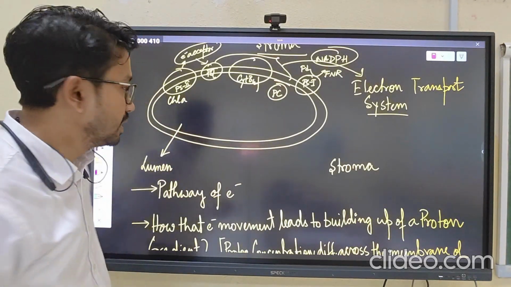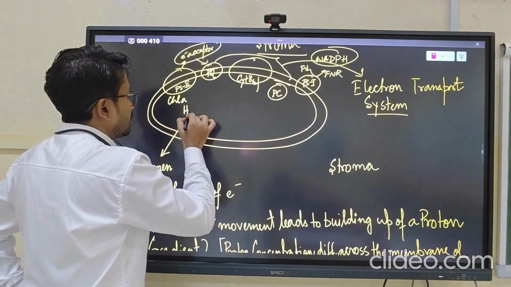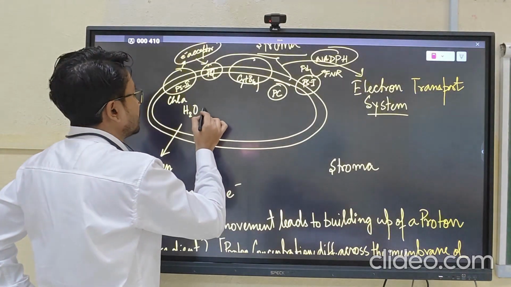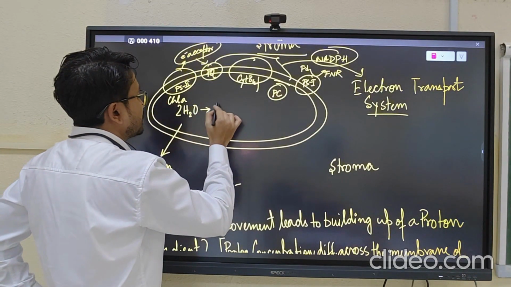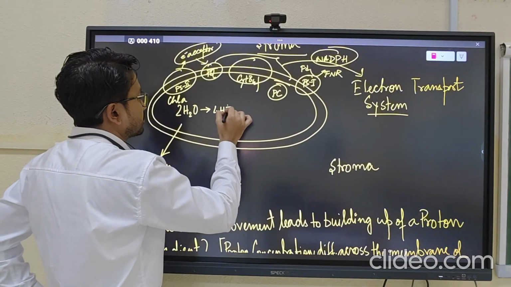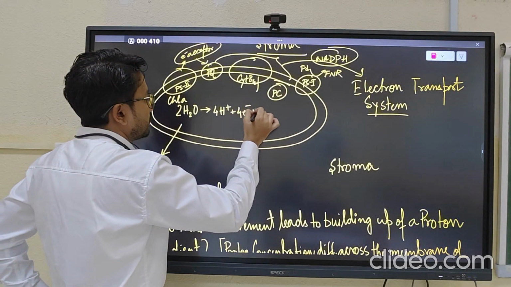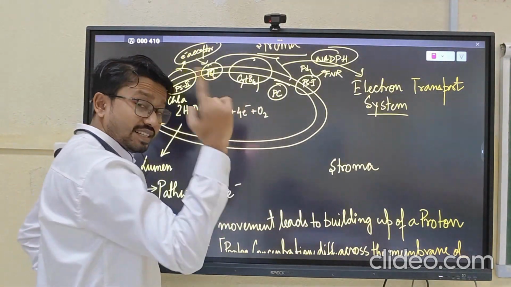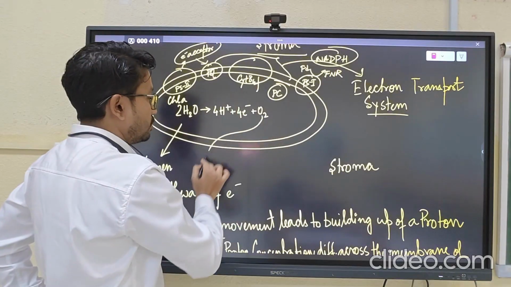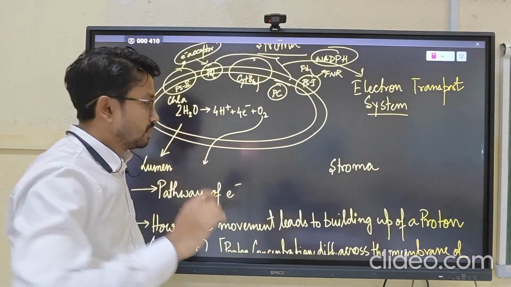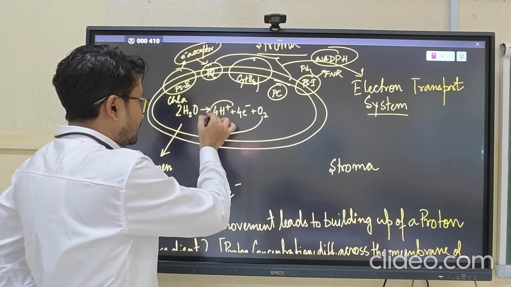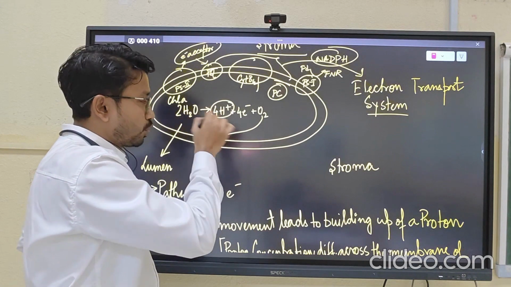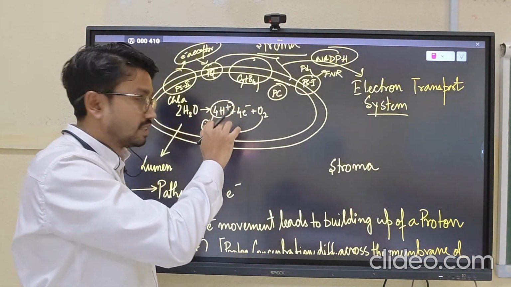How does it ensure that? It carries out the photolysis of water, leading to the formation of this. Oxygen is the byproduct, which goes out of the stomata. The protons remain here. This is the first reason that the proton concentration is building up inside.